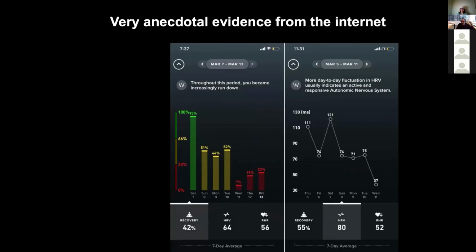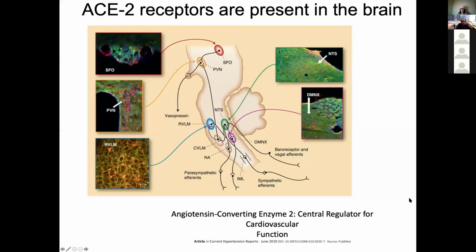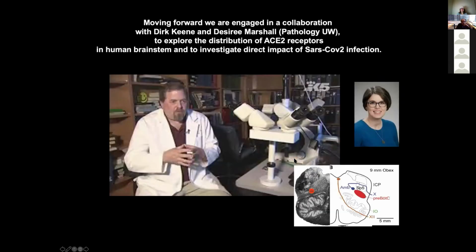This is very anecdotal evidence from the internet, and I don't claim it's true, but this is a patient that contracted a COVID infection and then saw, associated with this, a dramatic decrease in heart rate variability. And we know that COVID acts on these ACE2 receptors that are present in the brainstem. We have now started a collaboration with Dirk Keen and Desiree Marshall to understand what COVID is doing to the brainstem and this circuitry.